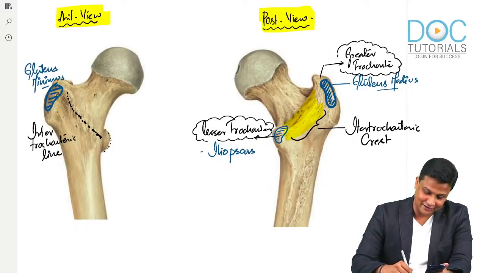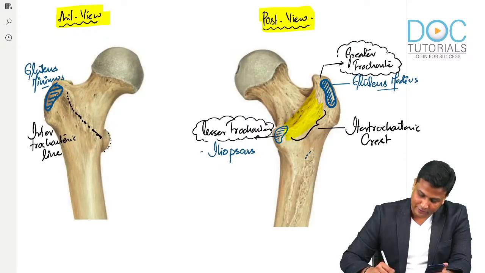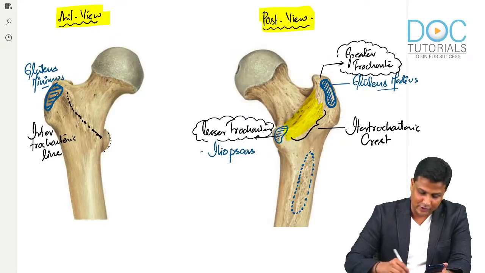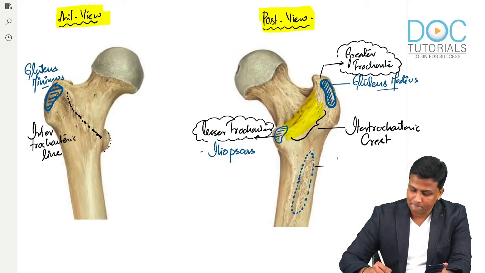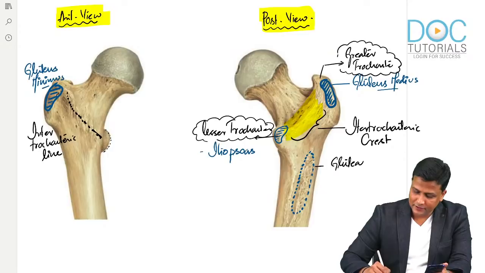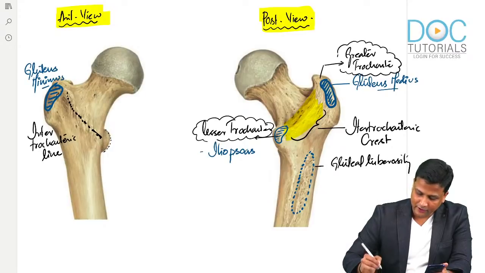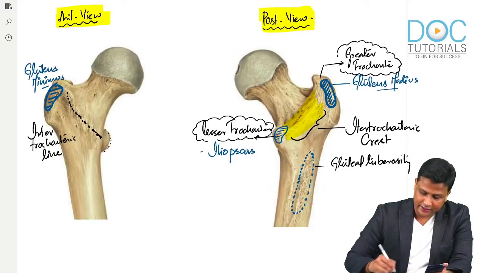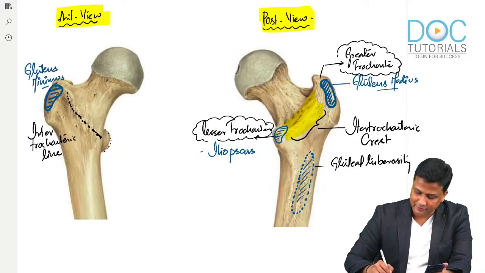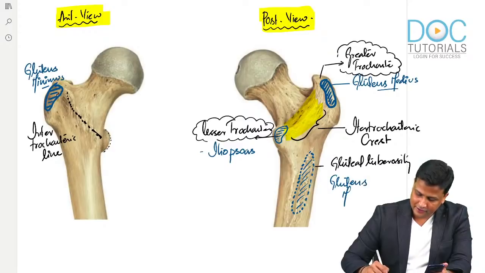Welcome, my dear friends, here in this diagram. Are you all able to appreciate this tuberosity over here? That tuberosity is referred to as the gluteal tuberosity. On this gluteal tuberosity inserts the gluteus maximus muscle. So the gluteus maximus is the one which will be inserting onto the gluteal tuberosity.